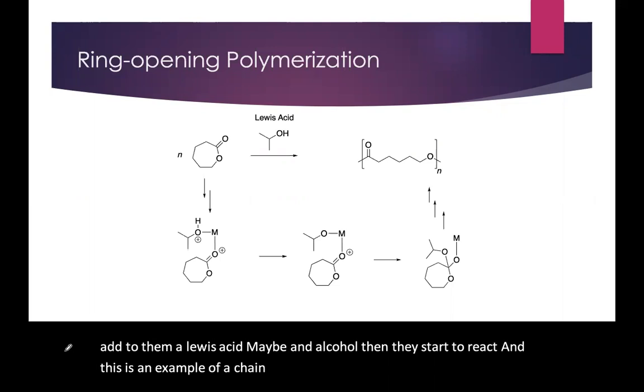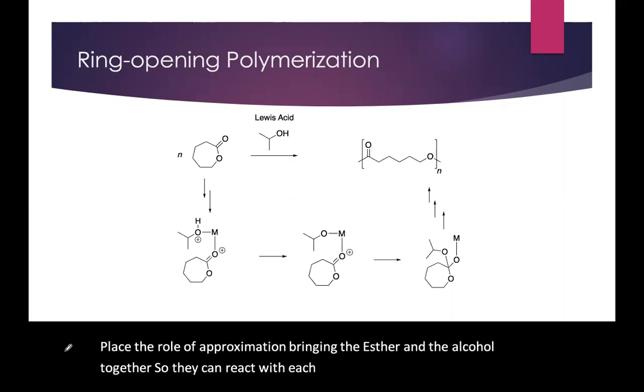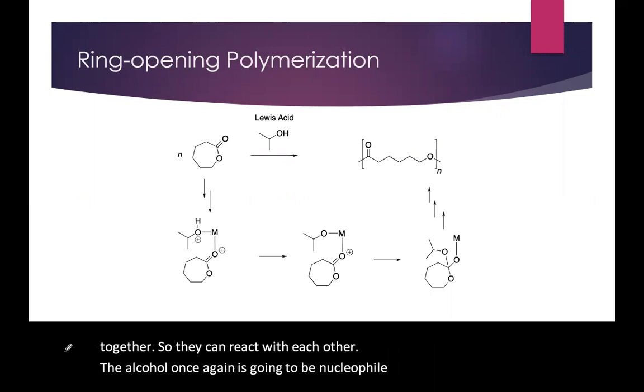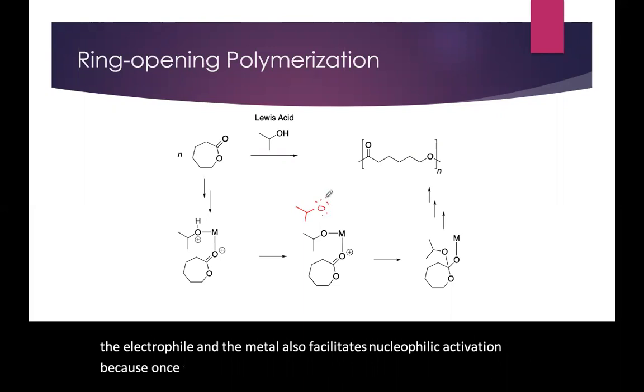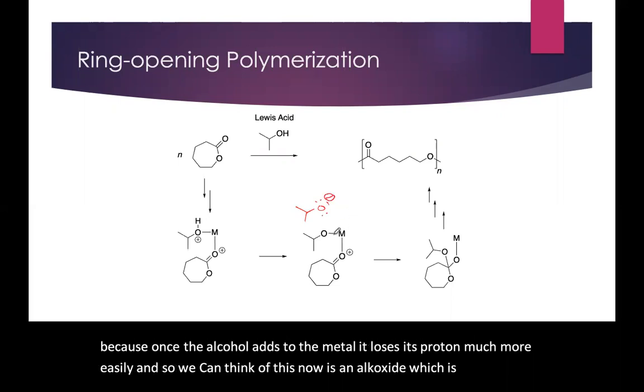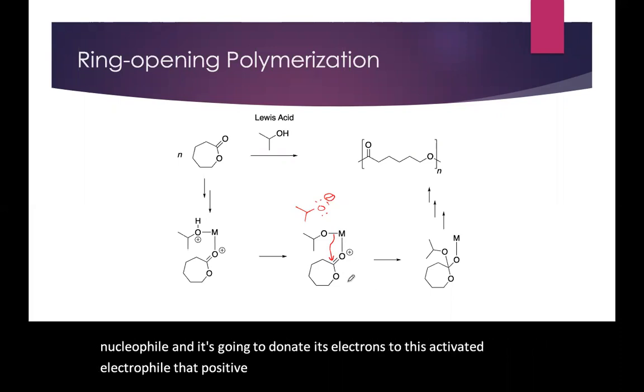The Lewis acid plays a couple of roles here. It plays the role of approximation, bringing the ester and the alcohol together so they can react with each other. The alcohol, once again, is going to be a nucleophile. The ester is going to be the electrophile. And the metal also facilitates nucleophilic activation, because once the alcohol adds to the metal, it loses its proton much more easily. And so we can think of this now as an alkoxide, which is a much better nucleophile. And it's going to donate its electrons to this activated electrophile. That positive charge in the oxygen means it's a much better electrophile than before.